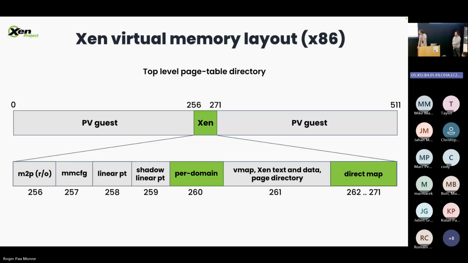The next slot is used to map any ECAM, or what's called MMCFG also, which are the PCI apertures that you use to access the PCI config space, the extended PCI config space.